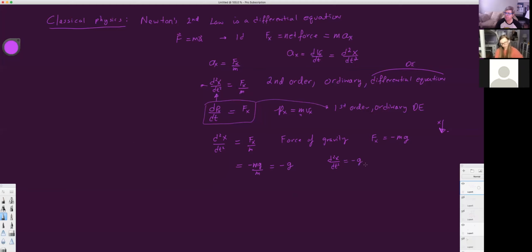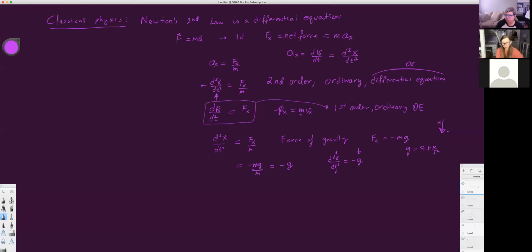Okay, notice they have the same units. This is in meters per second squared, x is in meters, t is in seconds. So this would be meters per second squared again. So the units all work out good here. This is a differential equation that we can solve. g is just a constant, so this is just g equals 9.8 meters per second squared. And so this is not changing with time or with x.